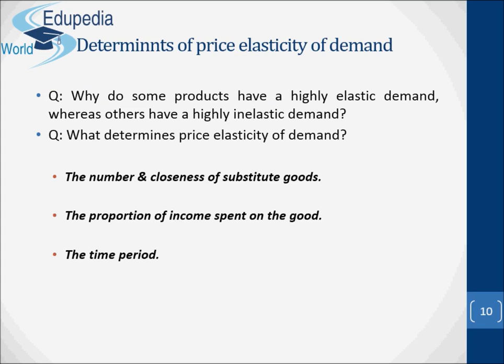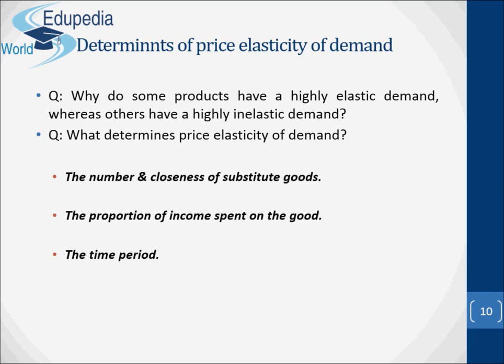Now let's talk about the determinants of price elasticity of demand. The price elasticity of demand varies enormously from one product to another. For example, the demand for a holiday in a given resort typically has a price elasticity greater than 5, whereas the demand for salt has a price elasticity less than 0.5, ignoring the negative signs. But why do some products have a highly elastic demand, whereas others have a highly inelastic demand? What determines price elasticity of demand?